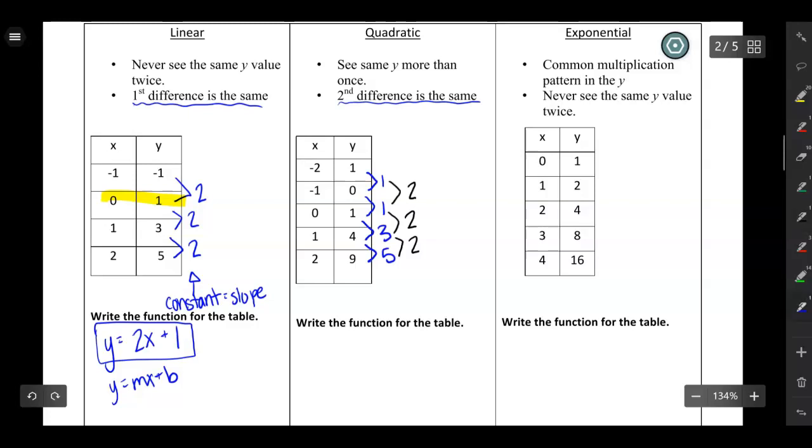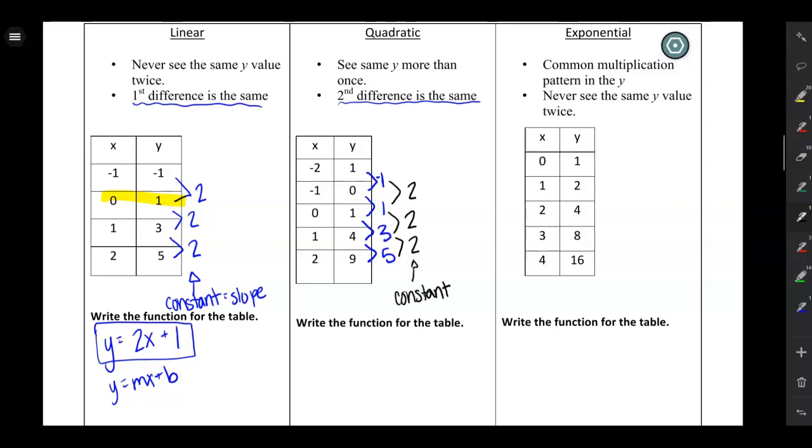I just realized I made one mistake. The difference between -1 and 0 is -1. That's why the difference between -1 and 1 is -2. So this second difference is constant, which is a really important feature of this kind of graph.